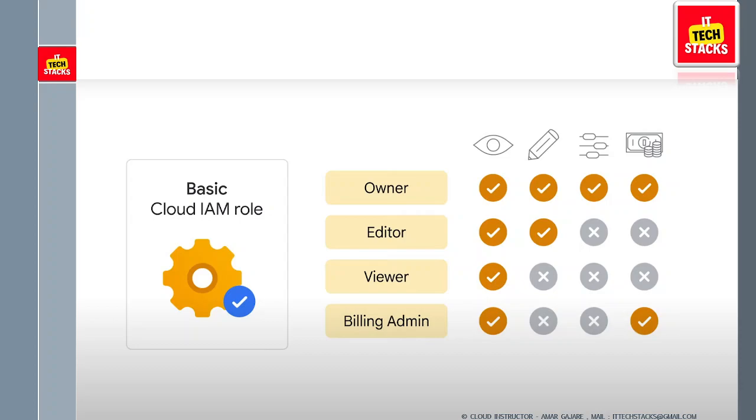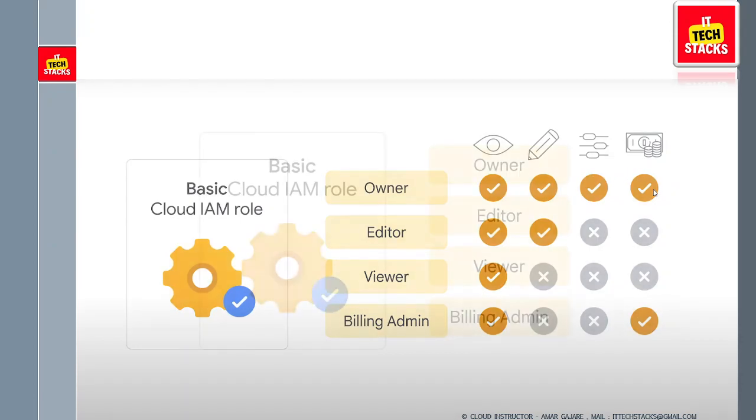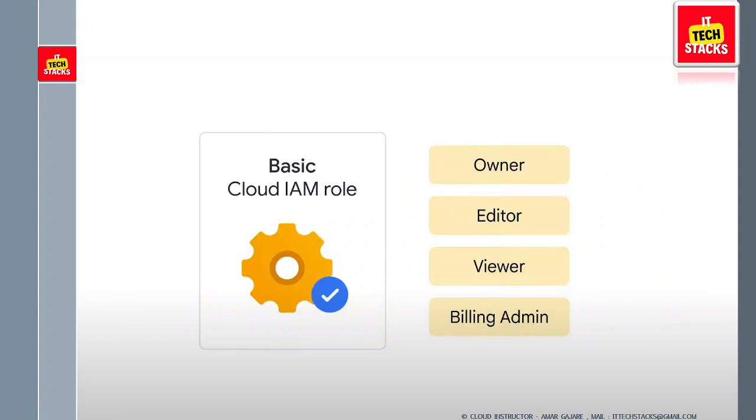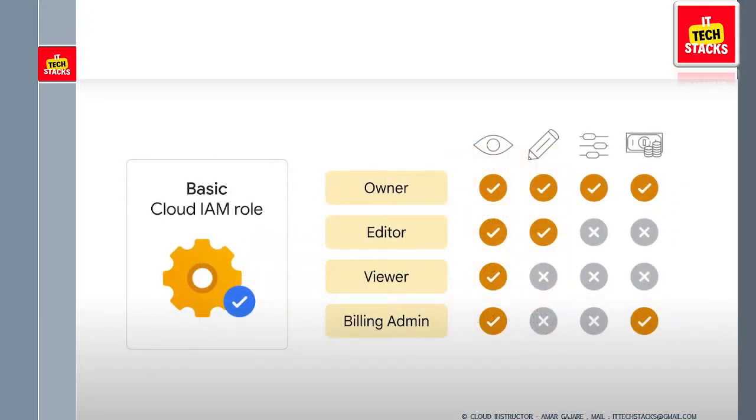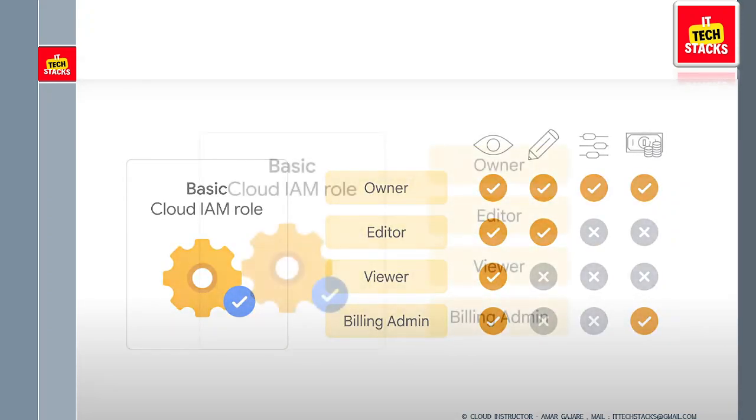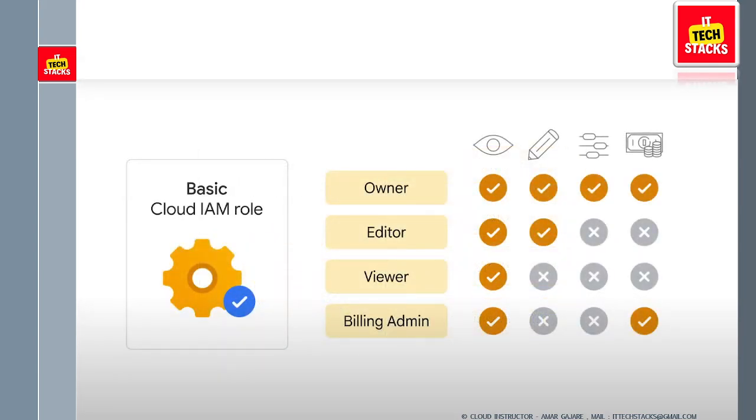Okay, here is an example. Owner can view, edit, modify, and have billing access. Okay, owner can have view, edit, modify, and can have billing access.